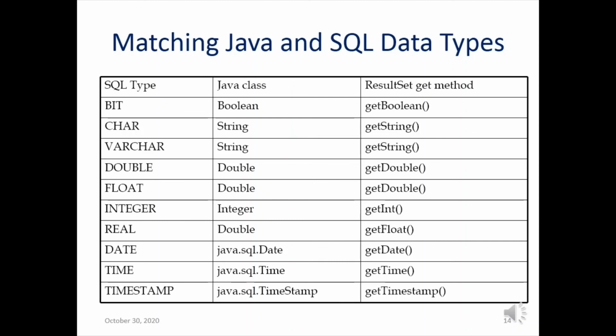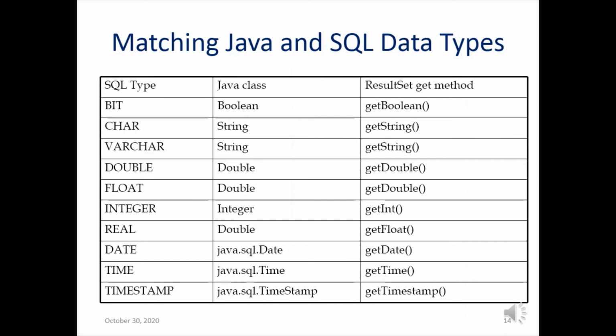Similarly, in SQL the data type is char. In Java, it is a String, so X will be replaced by String. In SQL the data type is varchar. In Java it is a String. So again X is replaced by getString. In SQL the data type is double. In Java it is also double. So getX can be replaced by the getDouble method.